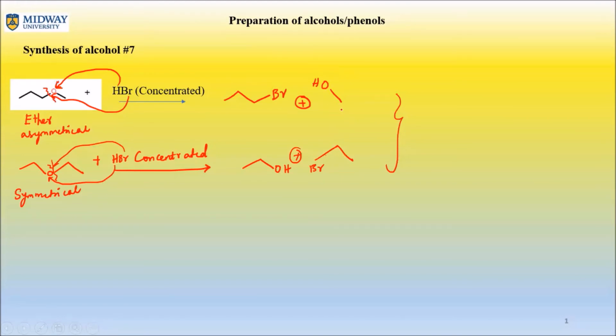But nevertheless, this is one of the methods, and the important thing is you pay attention to whether the ether is symmetrical or asymmetrical. That would determine where the Br would go and the hydrogen would go, right? Maybe at some point we can pay attention to the mechanism if you are interested. Otherwise, this should be good enough.